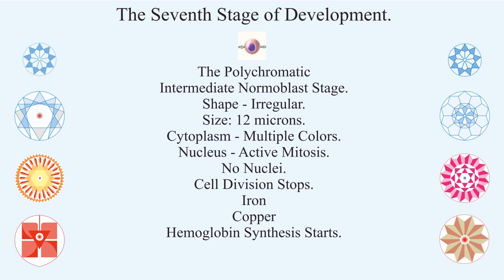As a result, hemoglobin synthesis starts specifically at this particular juncture, which I want every student to remember. It is the seventh stage of development in which hemoglobin starts forming systematically, step by step, to the extent that it can replace the nucleus.